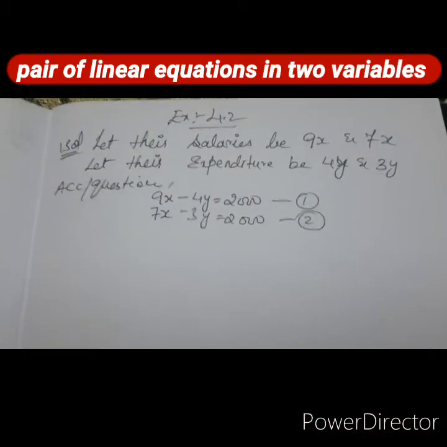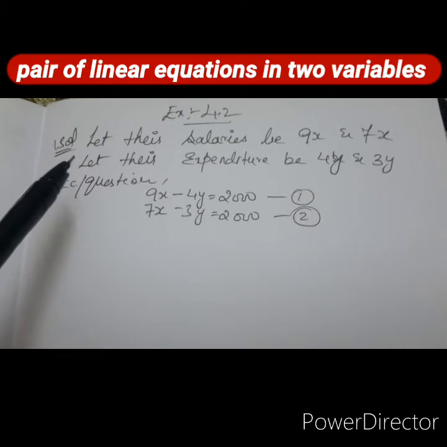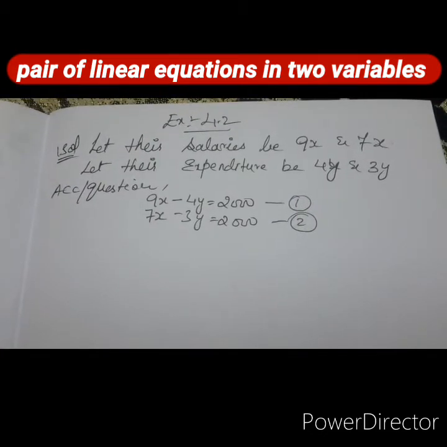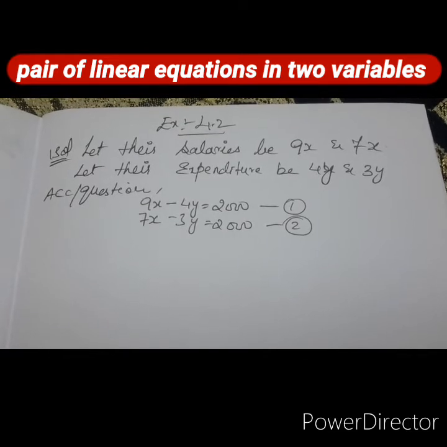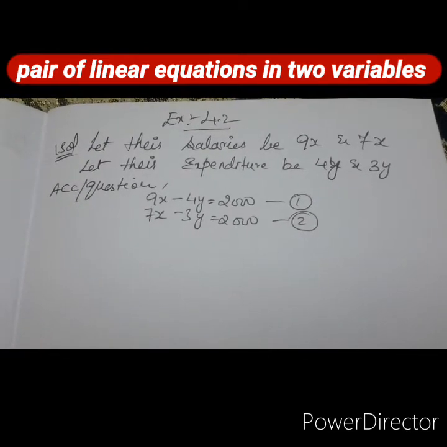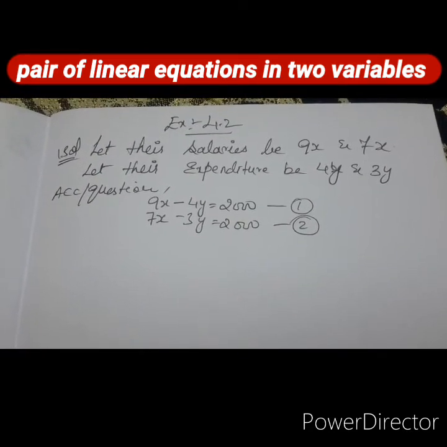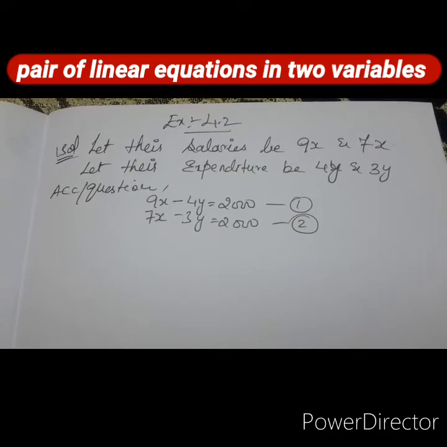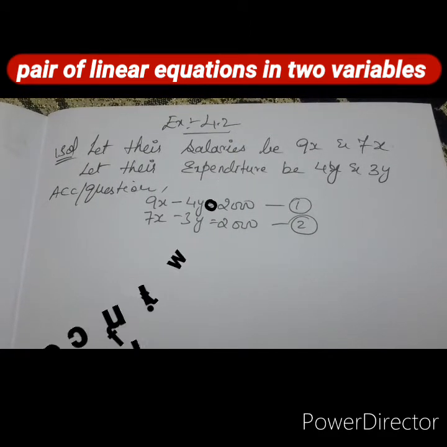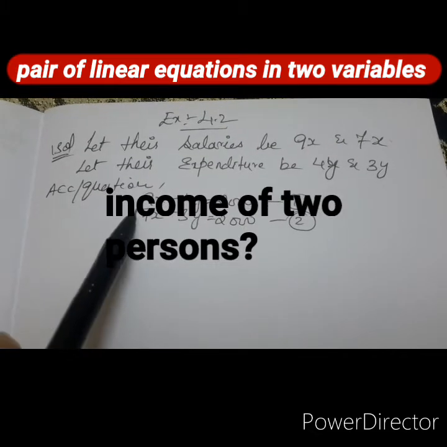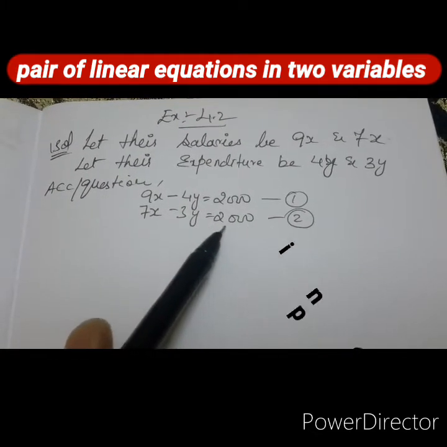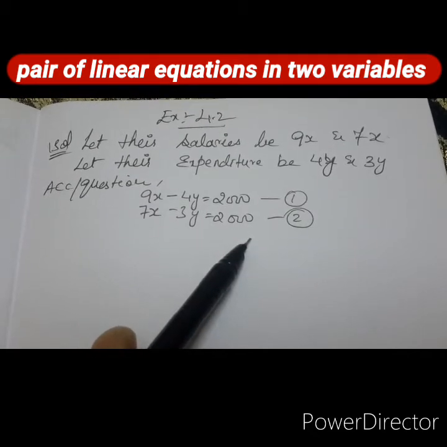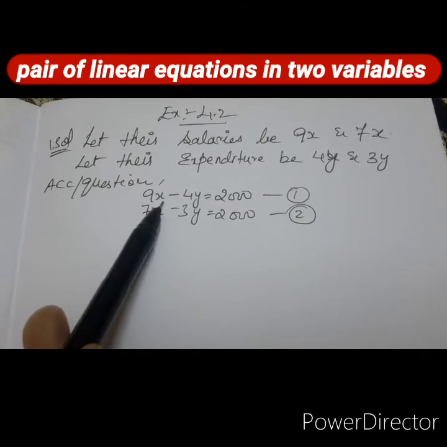Let's see the solution. Let their salaries be 9x and 7x, and their expenditure be 4y and 3y. Here we have to find the income of the two persons. Now according to the question, 9x minus 4y equals 2000, and 7x minus 3y equals 2000. These are the first and second equations.